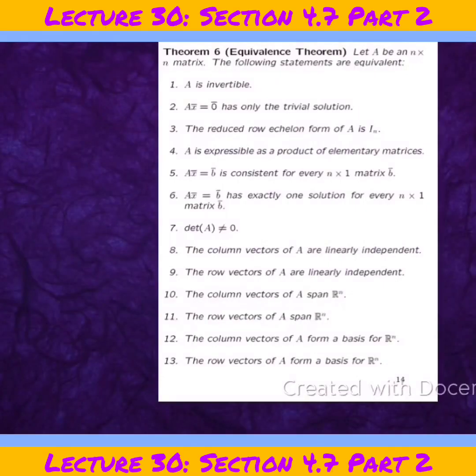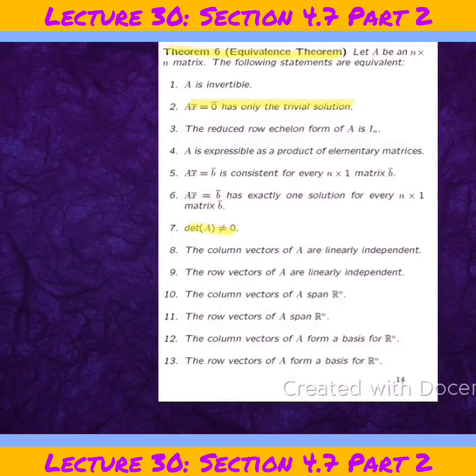Alright, so just take note that we can extend the equivalence theorem to properties 7, 8, 9, 10, 11, 12, and 13. Remember, the determinant of a matrix A determines whether it's invertible or not. If its determinant is not 0, it means it's invertible, and therefore we know this has only the trivial solution. In other words, first of all, the 0 matrix is in the column space of the matrix A, and the only solution there is the trivial solution for x.